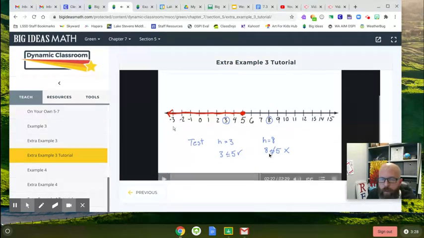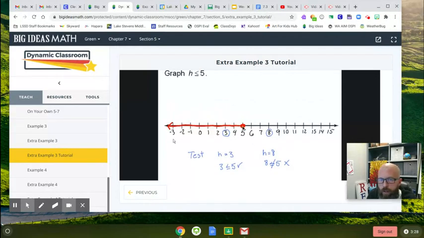There you have it. So your graph, notice how on this one it was a closed circle because less than or equal to is a closed circle. If it's just greater than or less than, then it's an open circle. That's something you really have to remember.